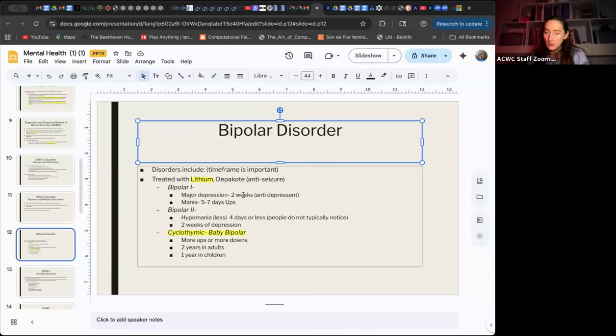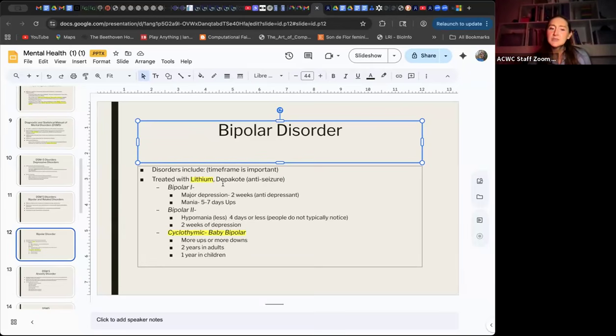So definitely know the time, because the time can be used for this: mania in bipolar 1 is 5 to 7 days. For bipolar 2, it's 4 days or less. But like I said, when you're reading the questions, if you see true mania described, you're already done. That's only bipolar 1. Now bipolar 2 has only the hypomania, but it will have 2 weeks of major depressive disorder. So 2 weeks of major depression with the hypomania.